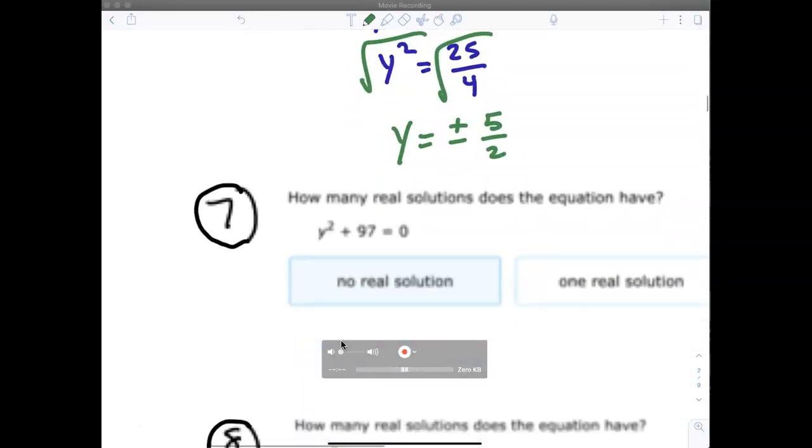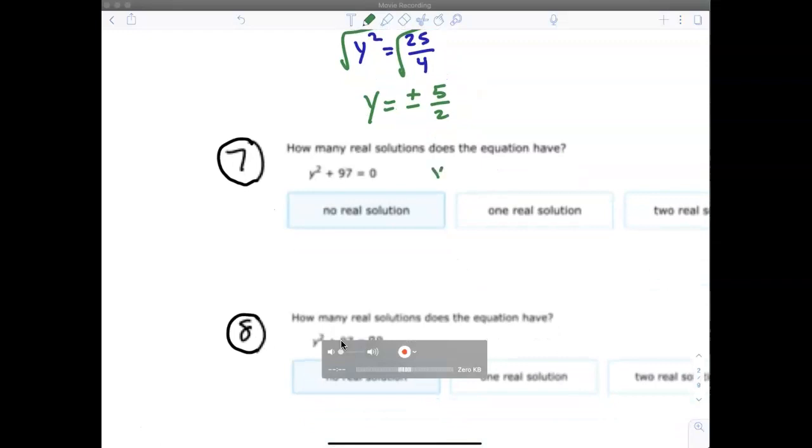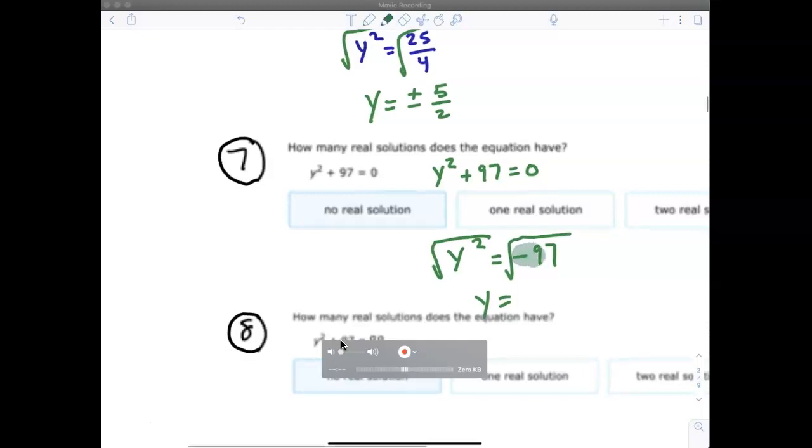Now, how many real solutions? In this case, the original problem was supposed to look like y squared plus 97 equals 0. So if you isolate, you end up with y squared equals negative 97. Now, the problem here is when you take the square root, there is no number that equals the square root of negative 97. In other words, you cannot have negative underneath the radical. When you take Algebra 2, we'll introduce it as an imaginary number. But for now, the only thing I want you to remember is that it is no real solution. No real solution here.